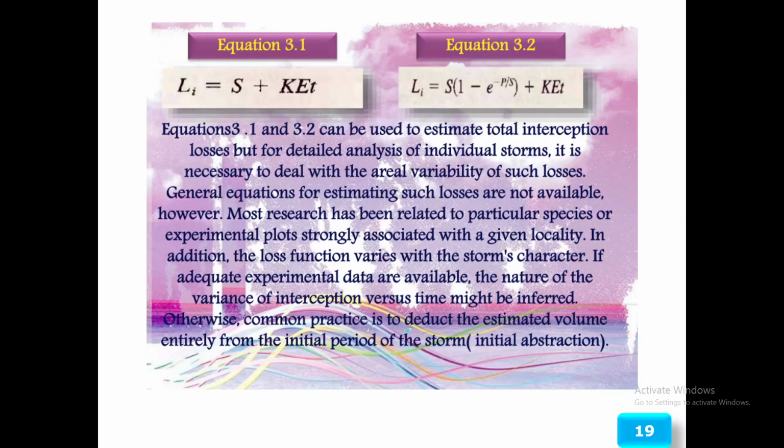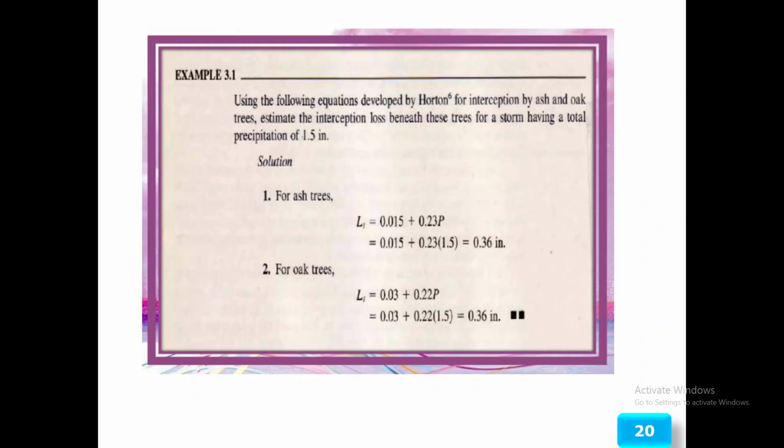However, most research has been related to particular species or experimental plots strongly associated with a given locality. In addition, the loss function varies with the storm character. If adequate experimental data are available, the nature of the variance of interception versus time might be inferred. Otherwise, common practice is to deduct the estimated volume entirely from the initial period of the storm, like initial abstraction.